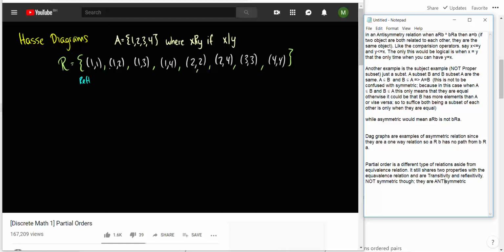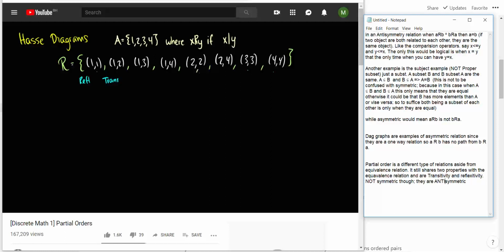Well, we have 1,1, 2,2, 3,3, and 4,4. So we're good. Is it transitive? Okay, well, we have 1,2 and 2,4, so we should have 1,4. Okay, we're good. And I think that's really all we have to look for in transitivity.